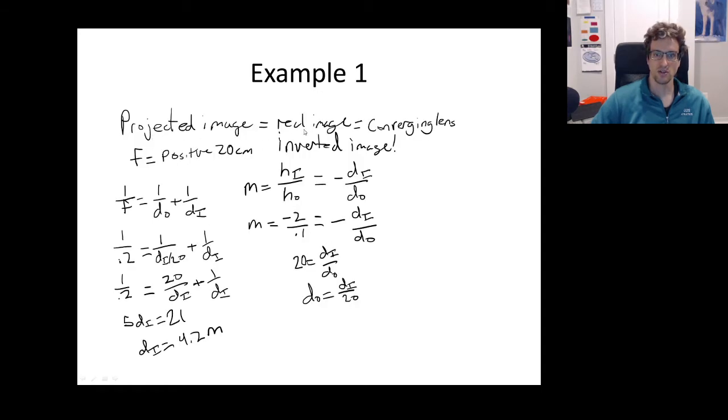So projected image is real image, converging lens. Please note, this is an inverted image. Has to be. That's really important because it's going to tell us that the actual height of the image is -2, not 2 meters. And the height of the object, though, is still 0.1. So we have 2 equations, 2 unknowns. Well, I guess only one unknown we have to find. But we have 1 over f equals 1 over do plus 1 over di. 1 over 0.2 equals 1 over do plus 1 over di.